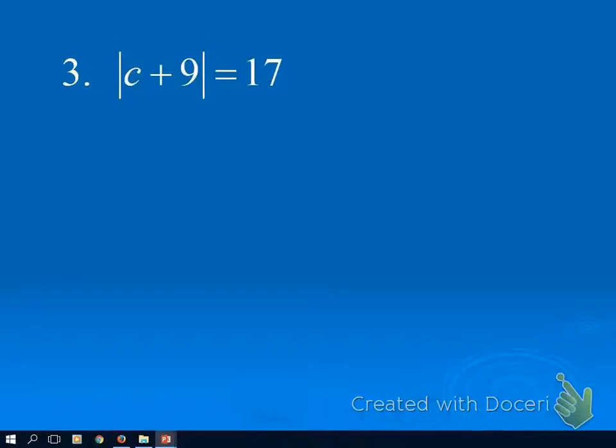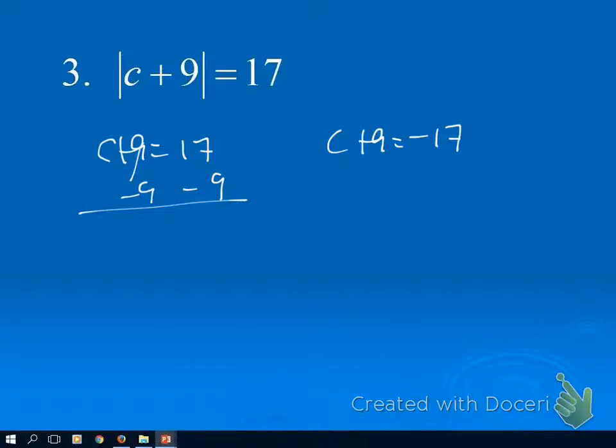Absolute value of c plus 9 equals 17. Right? Well, that means c plus 9 is going to be equal to 17, and c plus 9 can be equal to -17 because we can go either direction on the number line and be 17 units away, positive or negative. So subtract 9 from both sides and you get 8 here. Subtract 9 from both sides and you get -26 here. So there are your two solutions. But before you can solve, you've got to split the equation up and then go solve. Don't try to solve first.